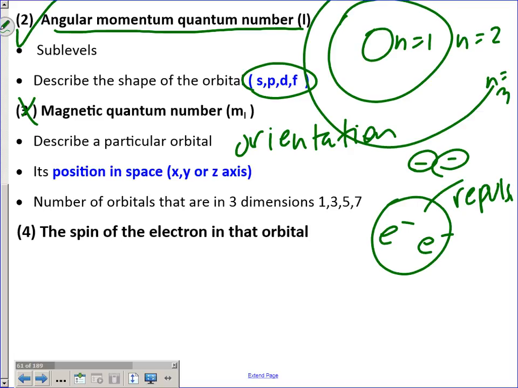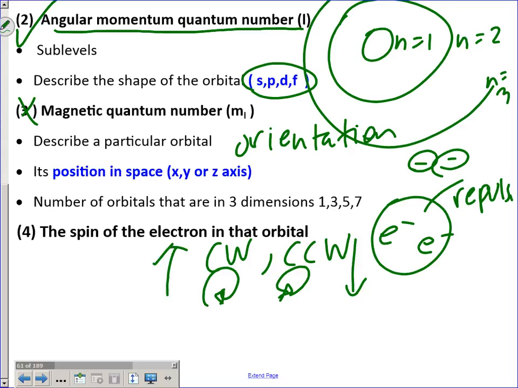So if we want them to remain stable, we give them an option. Either you can spin clockwise, or you can spin counterclockwise. But when they spin in opposite directions, it allows them to get rid of some of that repulsion. So we try to say one spinning up and one spinning down. When I say spinning up, I mean clockwise, and if I say down, I mean counterclockwise. It's just how they spin so that they can limit some of their built-up energy.